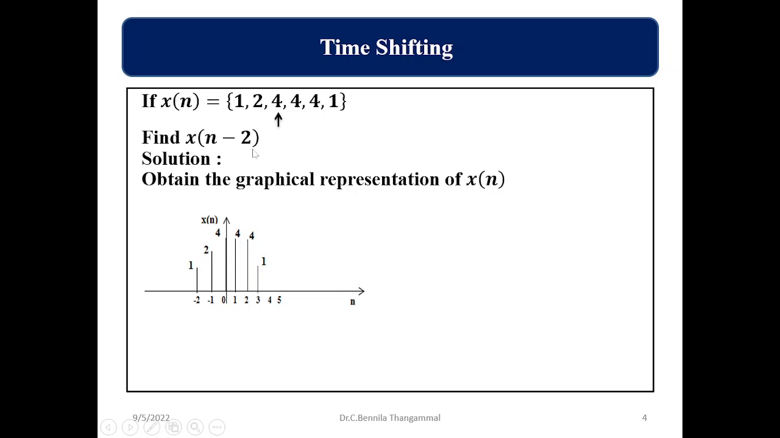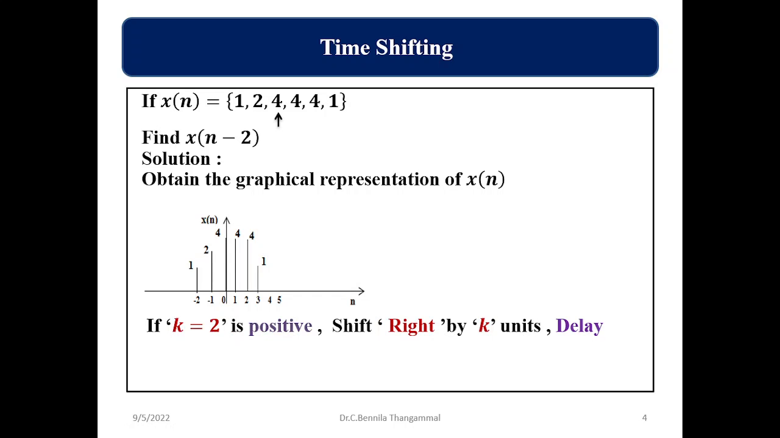Here x of n minus 2, so the k value is going to be 2 because the standard form is x of n minus k. So your k is equal to 2, which is positive. You are going to shift right by k units, that is 2 units. We'll call it a delay. The simple tip here is whatever the k value you have, you simply add it to the starting time of your input signal. So if 2 is added to minus 2, the value is going to be 0. So you are going to shift right by 2 units.